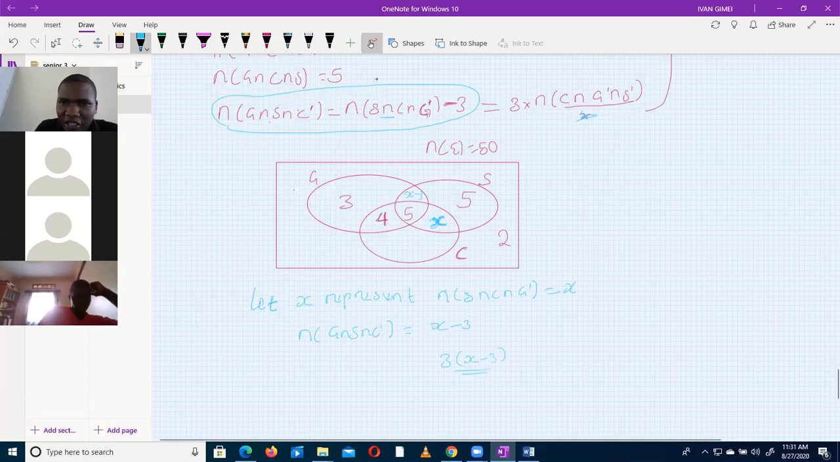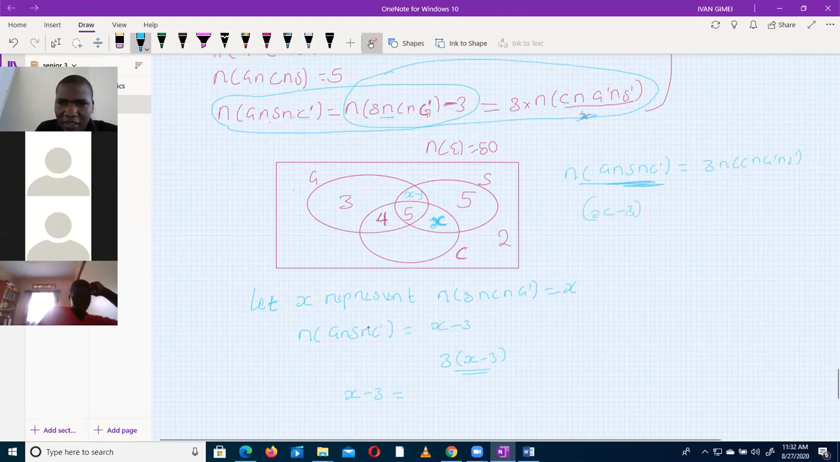Okay, let's check it from this one here. From here we notice that the number of G intersection S intersection C complement is the same as 3 times the number of C only, which is G complement intersection S complement. We can just let them like this. This is equal to that. Now from here, we know that we've just found this one as X minus 3. So this will be X minus 3.